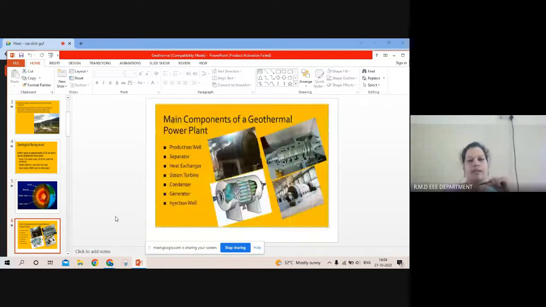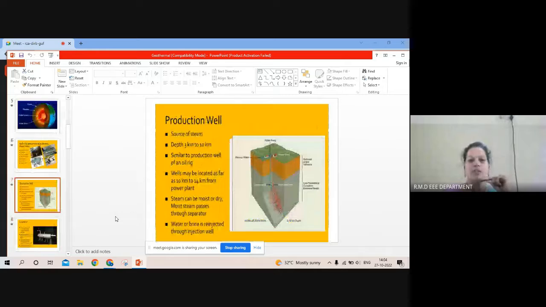The main components of a geothermal power plant are the production well, separator, heat exchanger, steam turbine, condenser, generator, and injection well. Let me explain the function of each component in detail. Coming to the production well, this is the first step in constructing a geothermal power plant. First we dig the earth to a depth of about 3 kilometers to 10 kilometers, and this process is similar to that of the production well of an oil rig also. This production well can be located between 10 to 14 kilometers from the power plant.